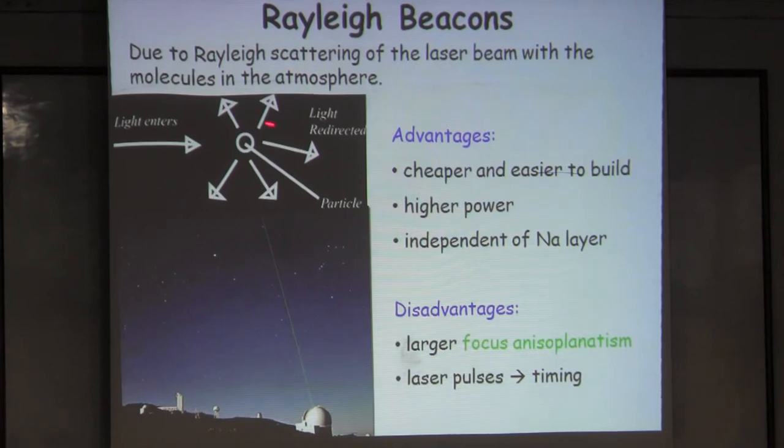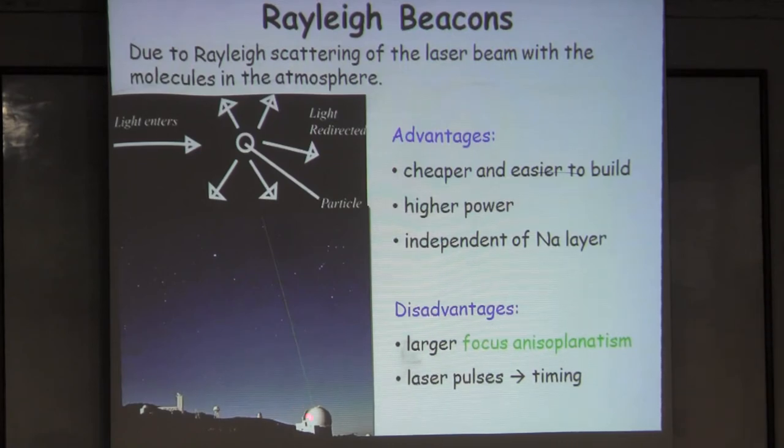Now, from what I explained to you, if you followed, you should think that this is not working. Why? You remember in the sodium layer case, we have a well-defined layer at 95 kilometers distance. This is where we have the resonance scattering effect, where we reproduce our star. In this case, for the Rayleigh scattering, it's scattering from atmospheric molecules. But the atmosphere is everywhere. Right? The atmosphere is here and here and here and here. You get scattering from everywhere along the line of sight. So how can we make sure that we get scatter only from a distance high up in the atmosphere?